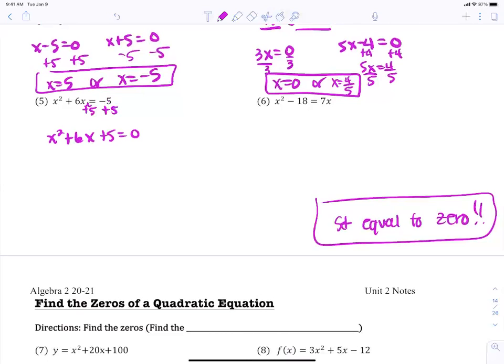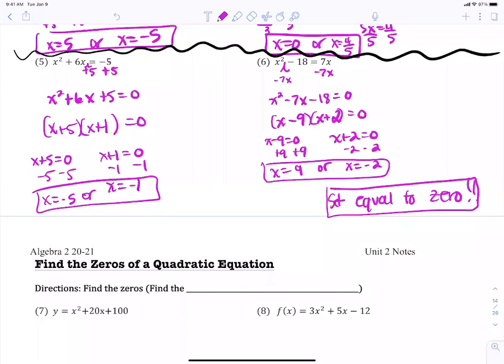So what I want you to do, I'm actually going to pause this one. I want you to continue example 5 and try number 6 before we move on. All right, answers are up. You should have gone on number 5. Final answers were x equals -5 or x equals -1.